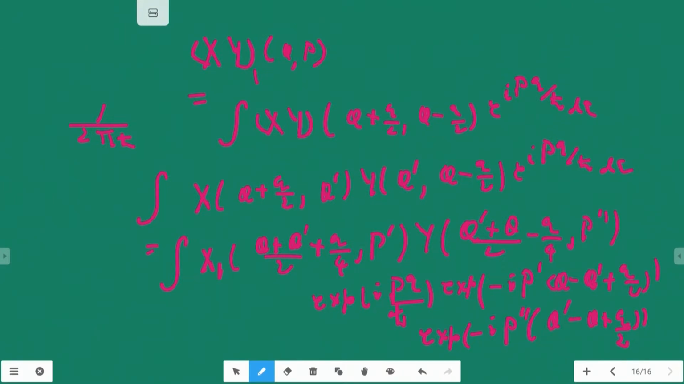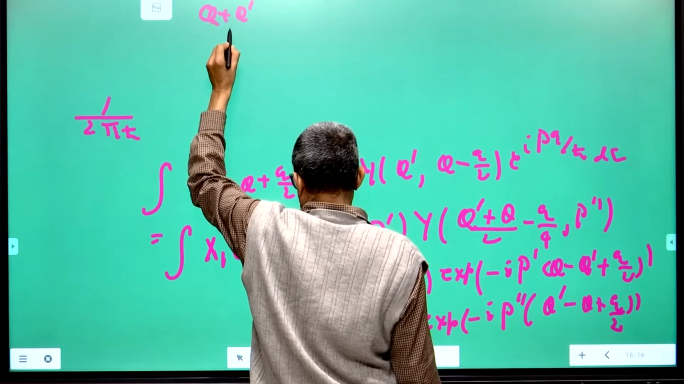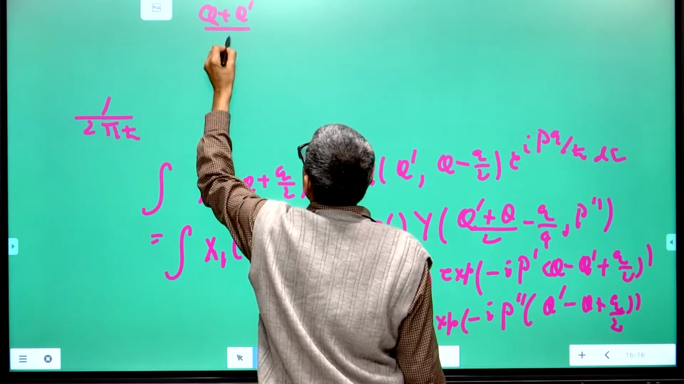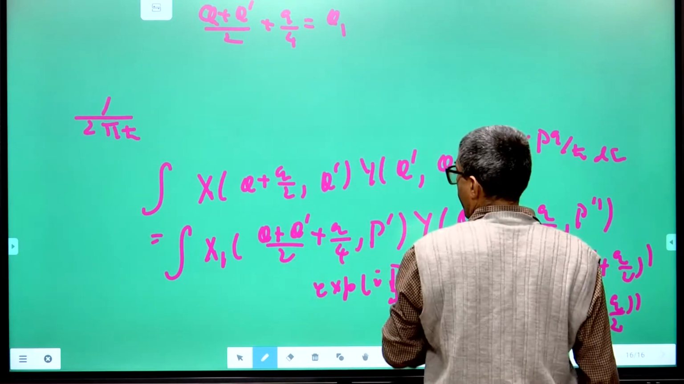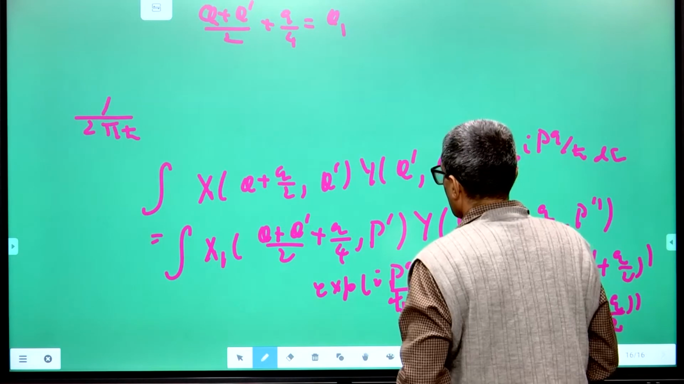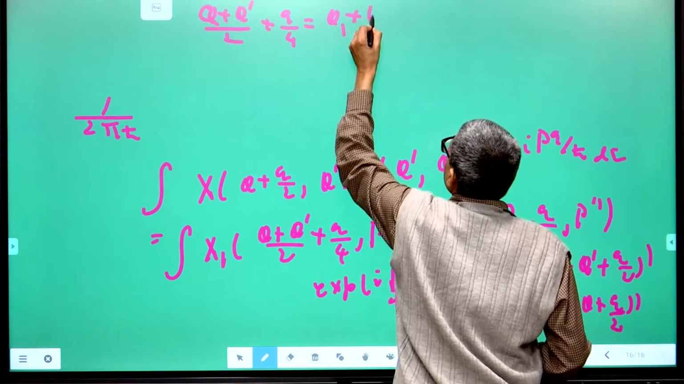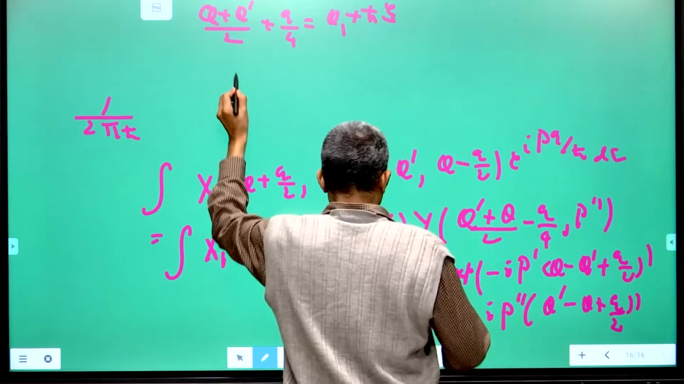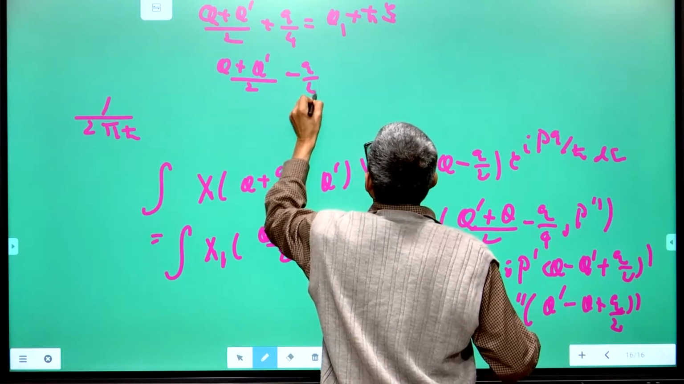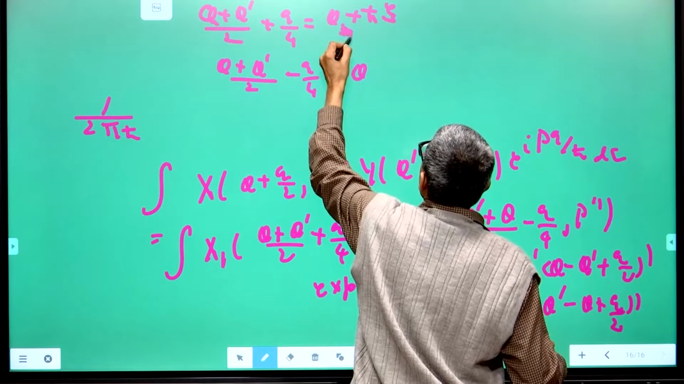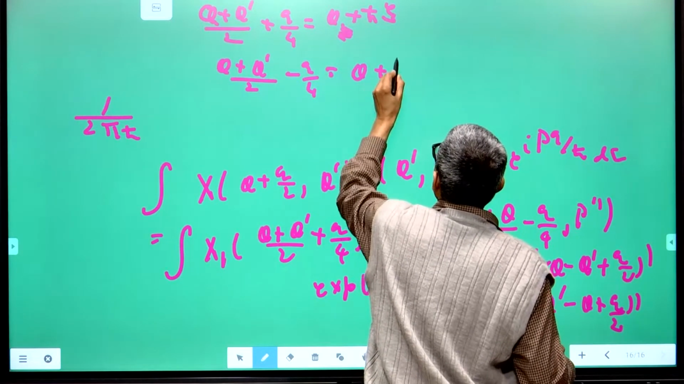I now erase this portion and simplify this further. Since q is fixed, I make a change of variables: q plus q dash by 2 plus q by 4, this I call q1. Or I write it as q plus h cross times xi, I write it in this way. And the second term here, q plus q dash by 2 minus q by 4, this I write as q plus h cross times eta.